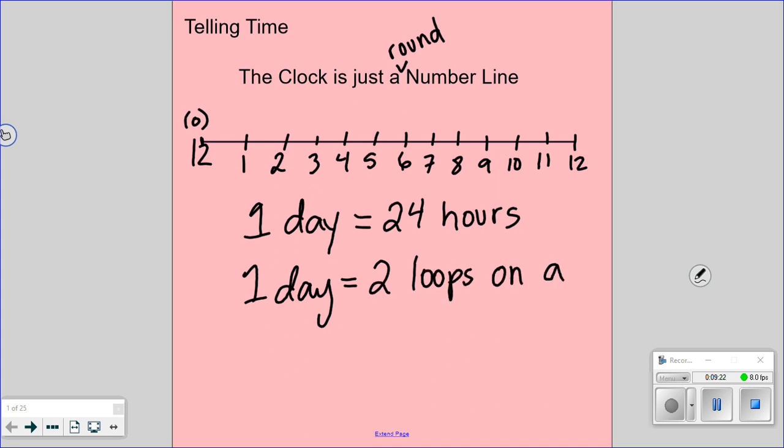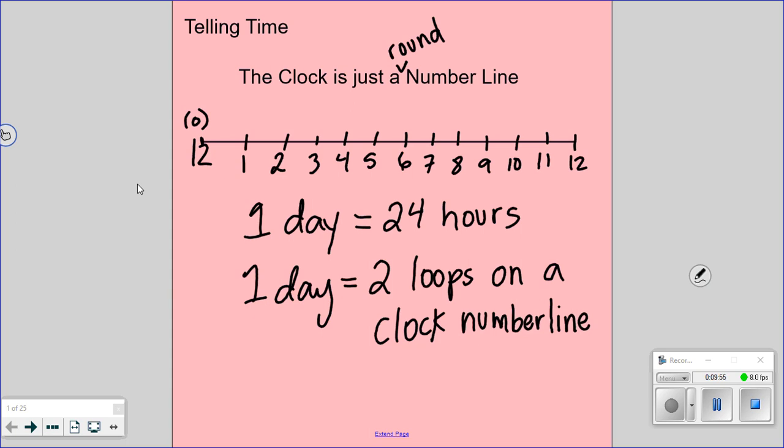on a clock number line. Hang on to that thought. In regular people land, where you and I live, we have to add a special abbreviation to know which loop we're talking about.